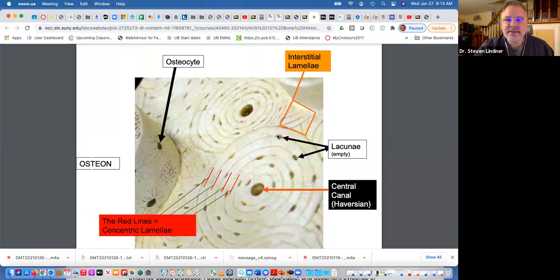Again, you can see concentric lamellae. So the red lines down here, each of these is a concentric lamella. Here's your Haversian canal or central canal. The cavities here are called lacunae, but what sits inside of them are osteocytes. The osteocyte started off as an osteoblast. The osteoblast is your immature cell that makes the extracellular matrix. It calcifies, it hardens, and now it gets stuck in its lacuna, and it's called an osteocyte, which is a mature cell. That mature cell does not produce any more matrix.